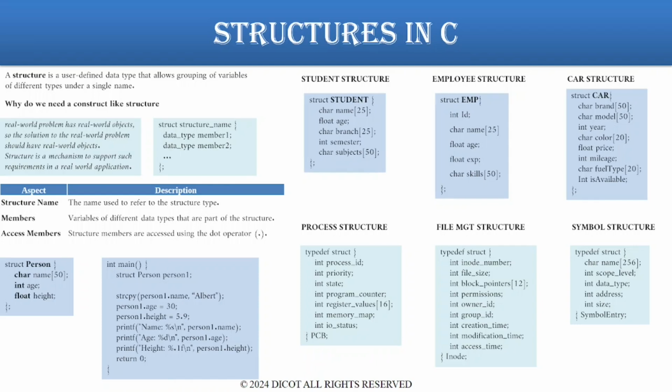It has the following members: name, the name of the identifier, an array of characters. Scope level, the level of scope, local, global, etc. Data type, the type of the symbol, integer, float, etc. Address, the memory address or the offset in the symbol table, which is an integer again. Size of the symbol in bytes. So this represents a symbol which is used by the compiler to manage the source code.